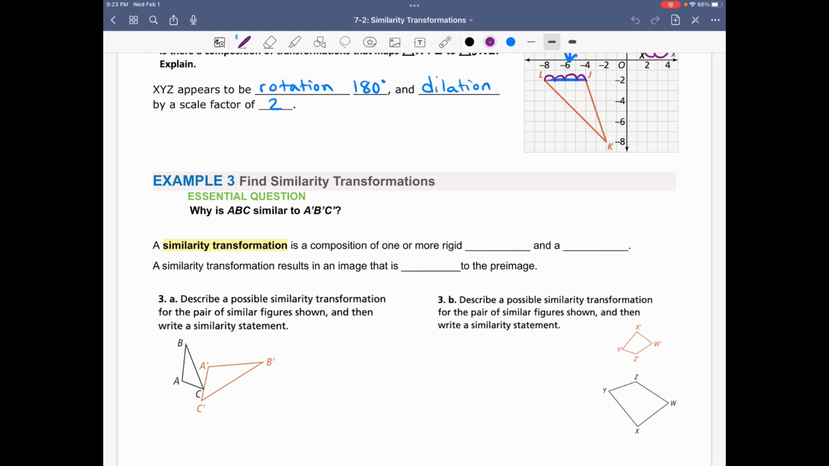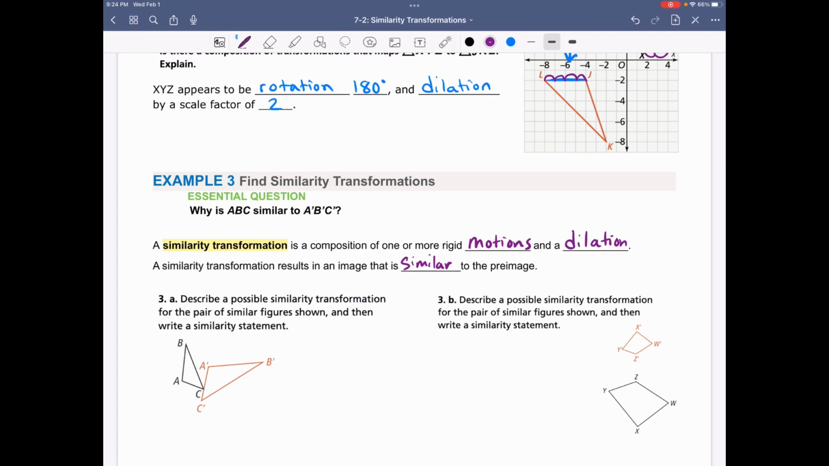A similarity transformation is a composition of one or more rigid motions and a dilation. A similarity transformation results in an image that is similar to the pre-image. And if you remember from the other day, we talked about what it means to be similar. And so the angles will be the same, but the sides will be proportional.